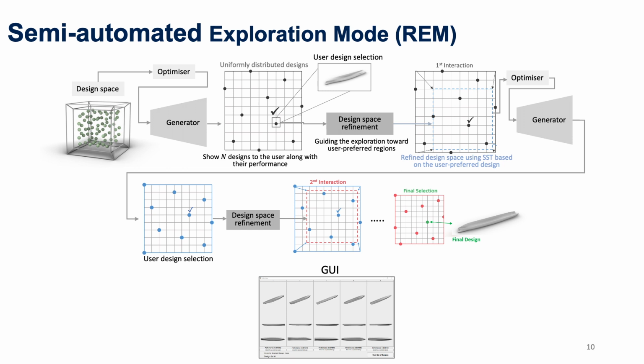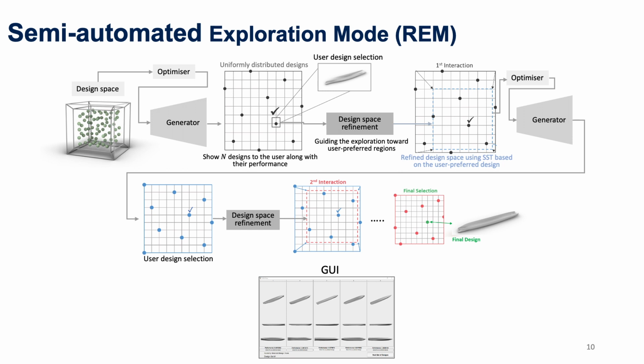We start by presenting the user with N designs and their performance values. The user then selects designs based on form and physics. This step facilitates design comparison and informed decisions. After choosing a hull form, the design space is refined. This refined space is inputted to the optimizer, producing new N designs for the subsequent iterations.